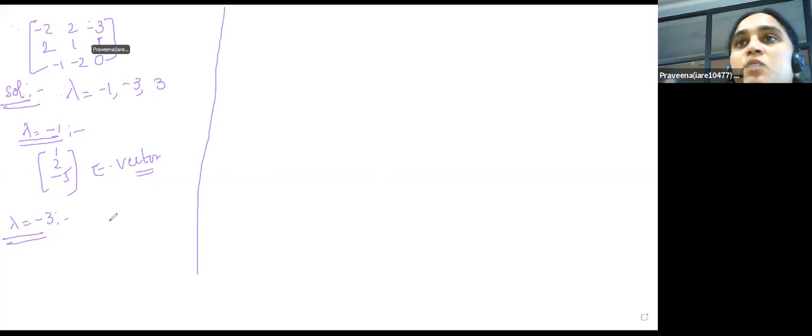But for lambda is equal to -3, what are the eigenvector? Tell me the eigenvector for lambda is -3. For lambda is equal to -3. Anyone finish that? And after that find out lambda is equal to 3. Okay. Definitely it is diagonalizable. Why? Because the eigenvalues are distinct. Okay.